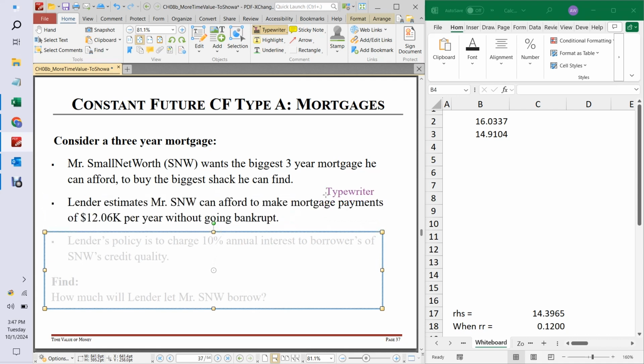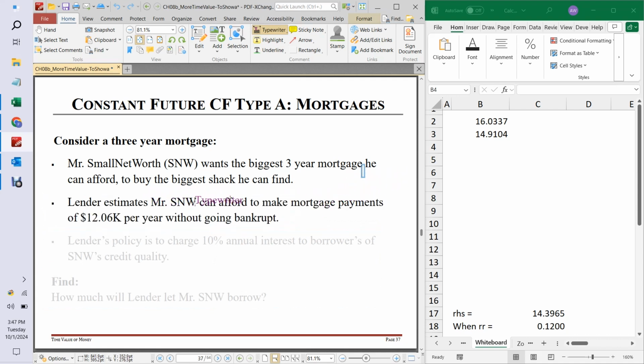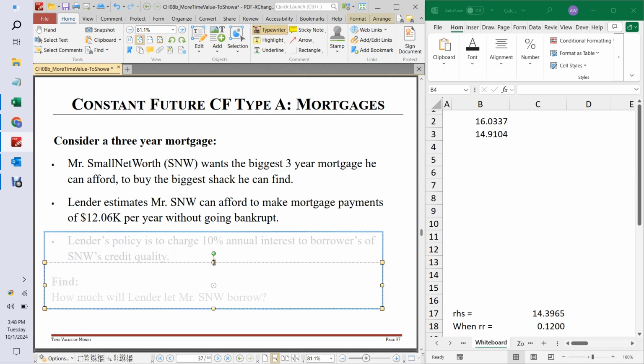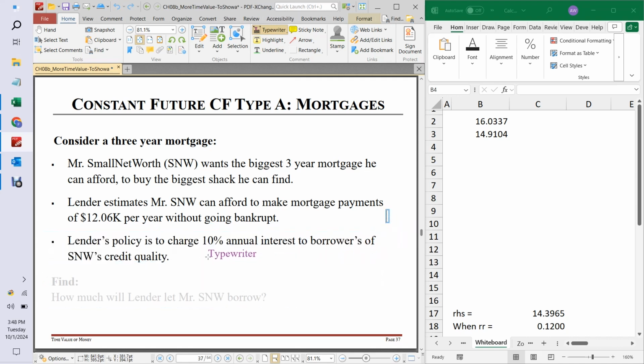And so he goes to a lender. One of the first things a mortgage lender will do is ask the question, how much can this potential customer afford to pay back per year without going bankrupt? That's going to set the size of the mortgage they'll give him and everything else. So the lender Mr. Small Net Worth goes to estimates that Mr. Small Net Worth can afford to make mortgage payments of a little bit more than $12,000 a year without going bankrupt. They do that by looking at his salary, his other expenses, et cetera. And the lender's policy is to charge 10% compound annual interest to borrowers of Mr. Small Net Worth's credit quality.